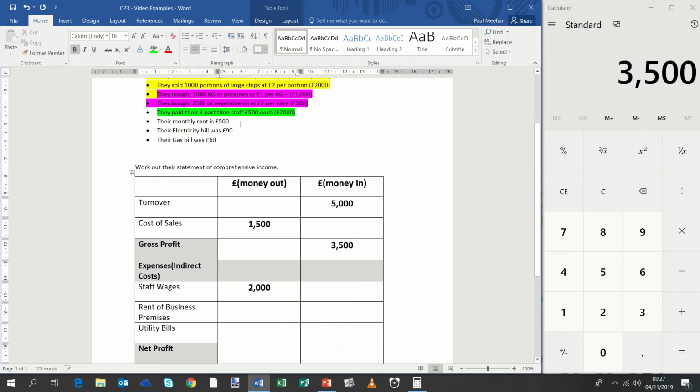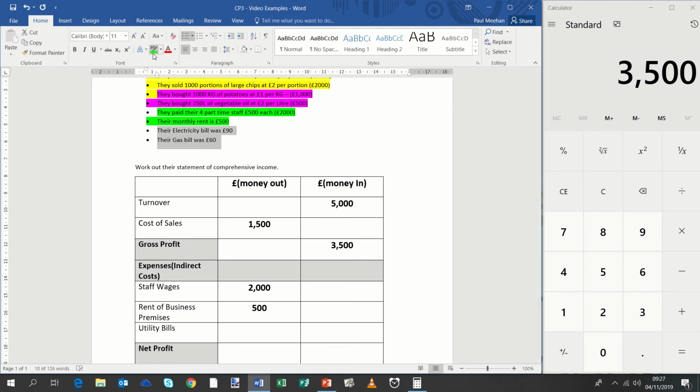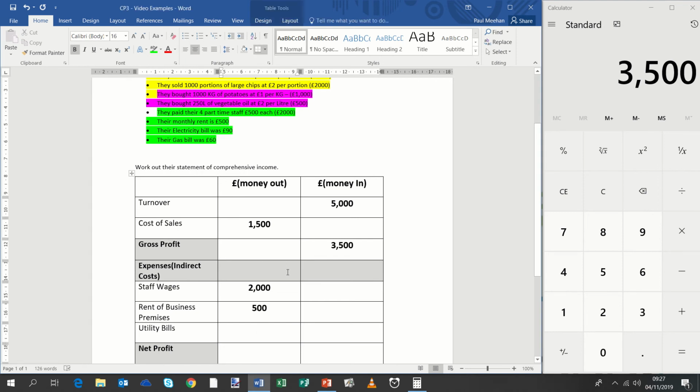Okay, so the rent of the business then is £500. That's pretty straightforward. There's no calculation needed there. So £500. Just told you not to put pound signs in, and I've just gone and done it myself. 500. Okay, utility bills. So utilities are gas, electric, water, anything that you have to spend in order to run the building. So electricity and gas, that's 90 plus 60. Nice rounded figure that will come to is 150. So 90 plus 60 is 150.